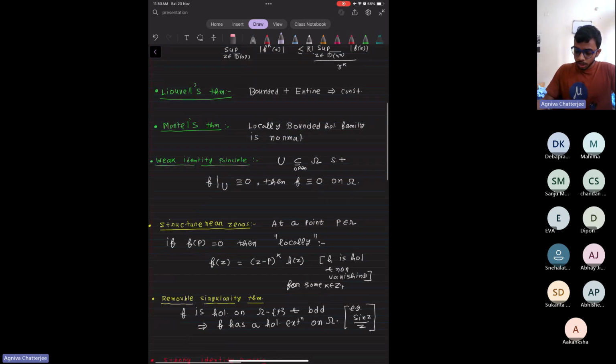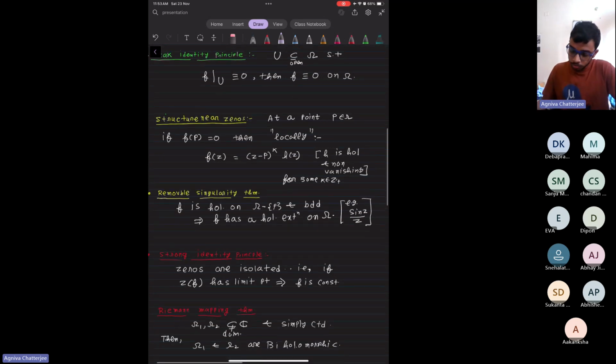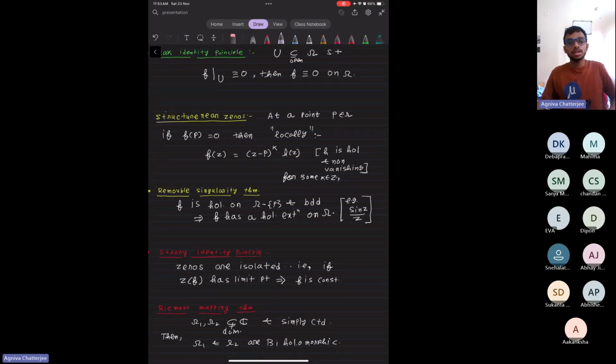So now comes the strong identity principle. So zeros are isolated, right? In complex analysis, if the zero set has a limit point, the function is already constant. So zeros are discrete in complex analysis. And then one of the influential theorems is the Riemann mapping theorem.